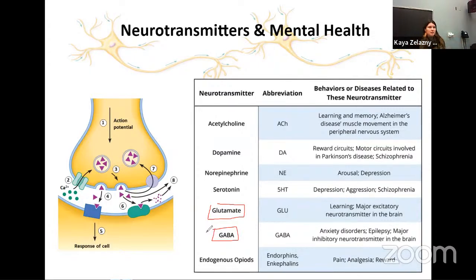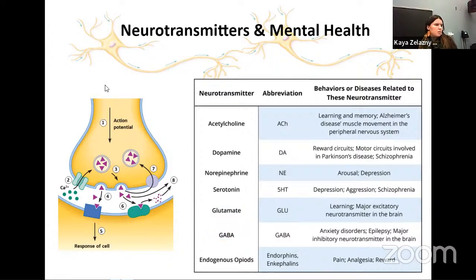But we have a lot of other neurotransmitters in the brain that have complicated effects on your brain, on signaling, and on these various pathways. So this is a table of some of these neurotransmitters, their abbreviations, and some of the behaviors that are associated with problems or diseases related to each of these neurotransmitters.